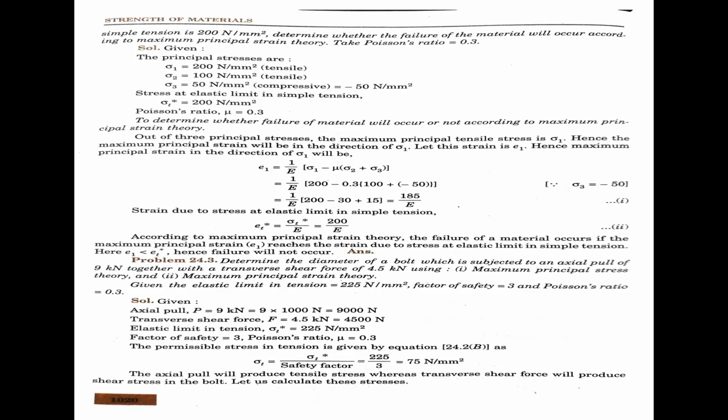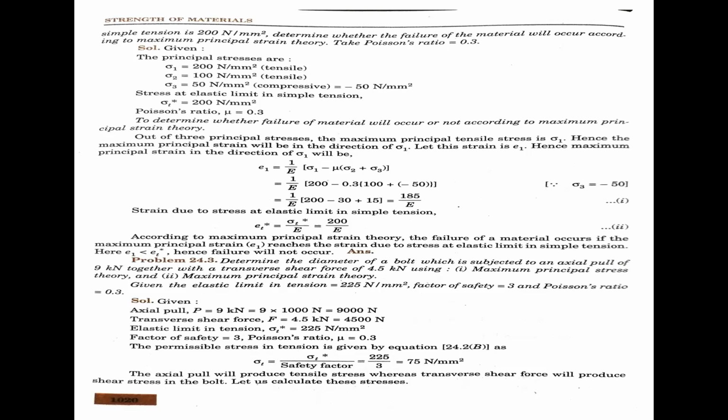Determine the diameter of a bolt which is subjected to an axial pull of 9 kilonewtons together with a transverse shear force of 4.5 kilonewtons, using maximum principal stress theory and maximum principal strain theory. Okay, the two theories are used to determine the diameter of the bolt.